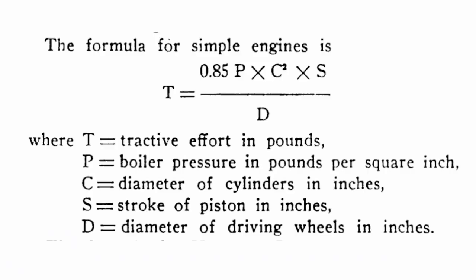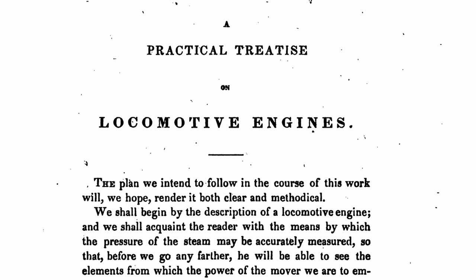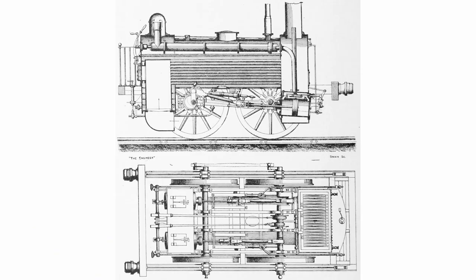The formula for simple engines is, and here you have it, you'll notice that it is the diameter of the cylinders in inches that is being squared. That's appropriate. The easiest way to understand all of that is to go back to Francois-Marie Guinot de Pambour, who literally wrote the book, the first ever book on the mathematical modeling of locomotive performance. As part of his modeling, he needed to understand how much of what was then called motive effort was needed to move the locomotive without any wagons or even the tender coupled to it.